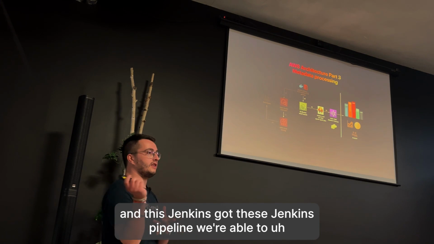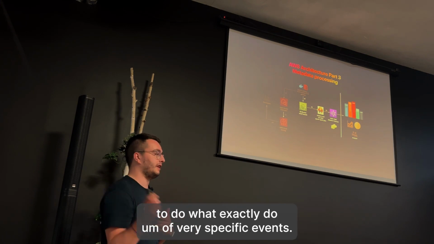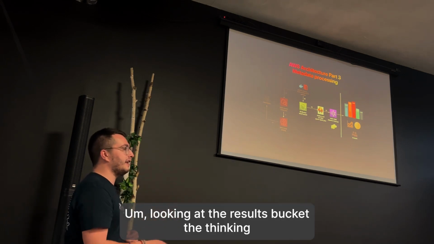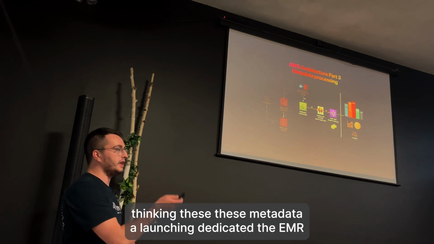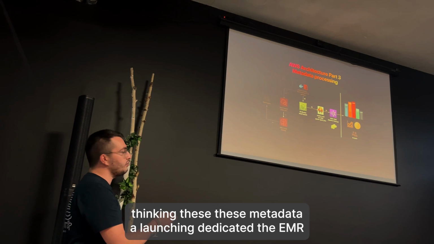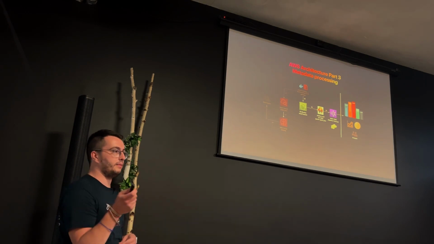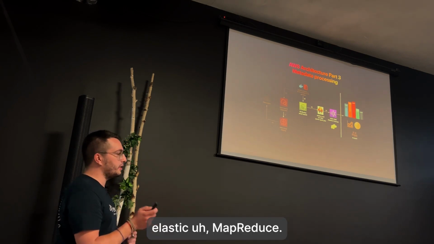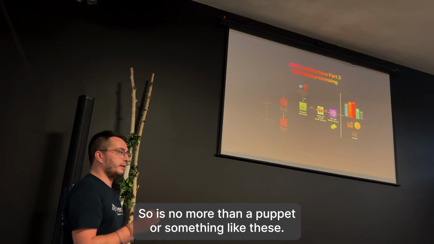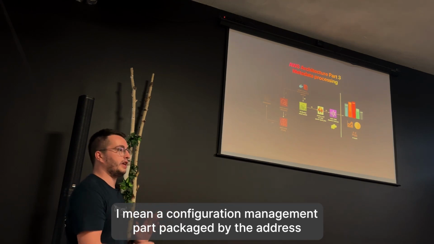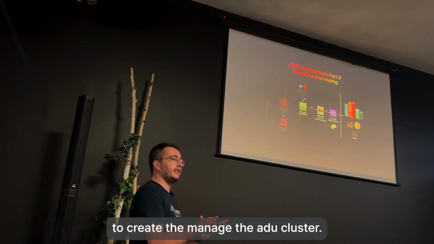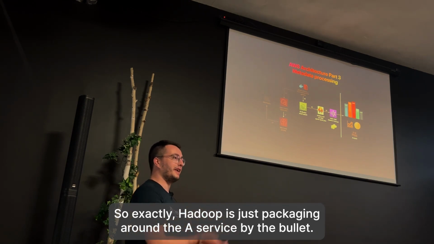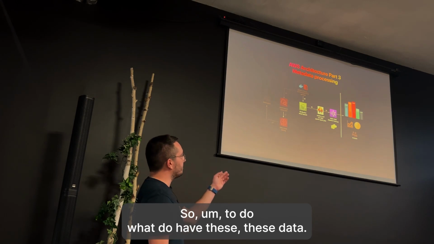And what were this Jenkins pipeline able to do exactly? On specific events, looking at the results bucket, taking this metadata, launching a dedicated EMR cluster, an AWS cluster. EMR stands for Elastic MapReduce, so it's no more than a Puppet or something like this. I mean, a configuration management packaged by AWS to create managed Hadoop clusters. So it's actually Hadoop, just packaged around a service by AWS. So to do what?